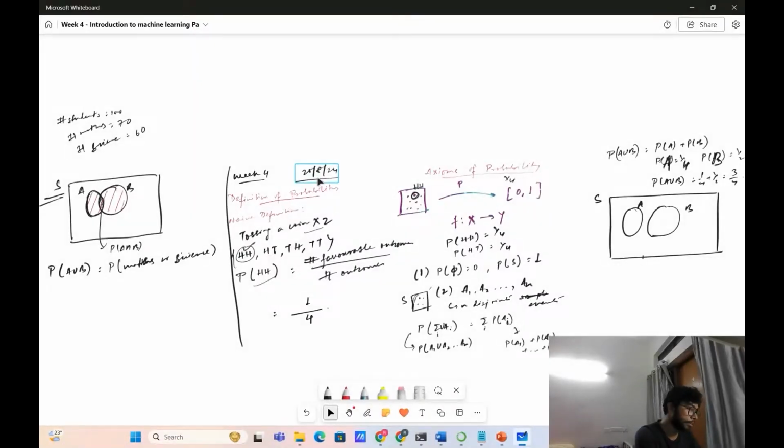Whereas P of A intersection B means you have to pass both, in both math and science. You understand the difference, right? P of A intersection B and P of A union B, the probability, as I said. So considering the second axiom, we will consider the second axiom. As I said, A and B are not disjoint here.